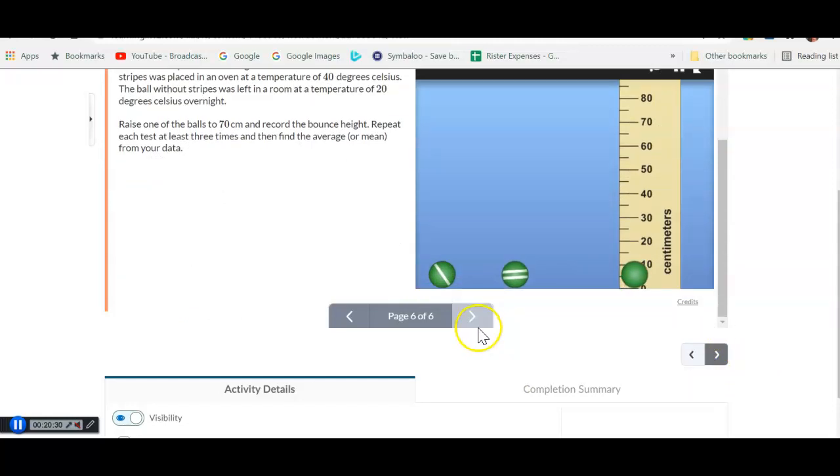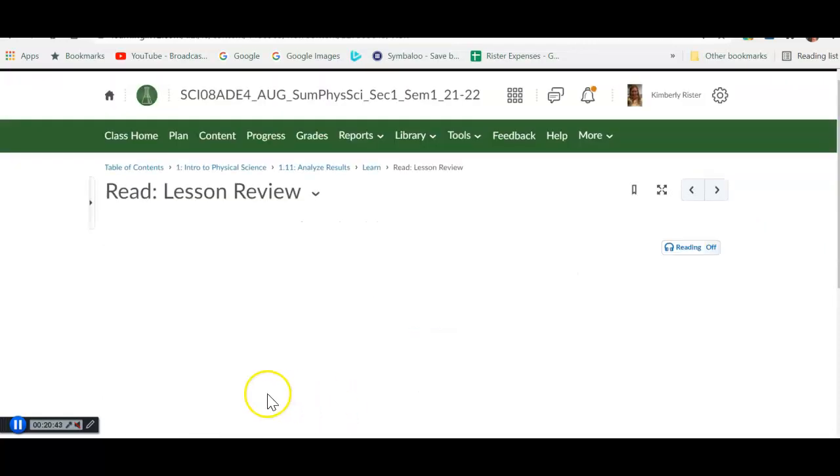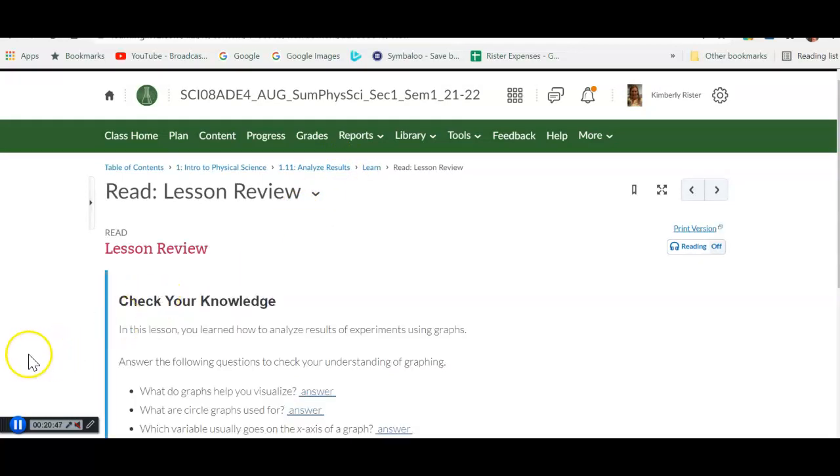Okay, so that was our experiment part, and then we're going into the lesson review. Nope, it keeps taking us to that. So we must be finished with all the pieces of the experiment there.